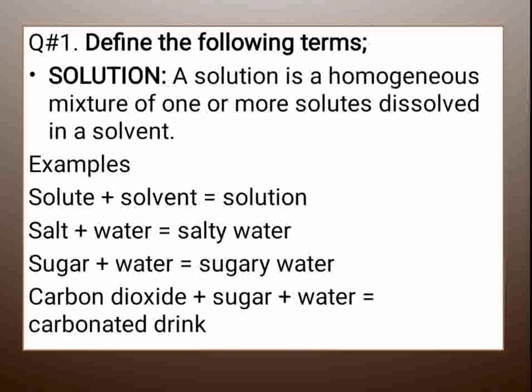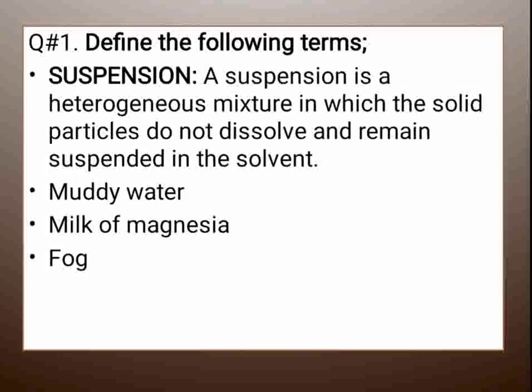Now the next term here is solution. A solution is a homogeneous mixture formed when solute and solvent mix with each other, and you can see different examples here when you are adding carbon dioxide and sugar into water. Now carbon dioxide and sugar you can take as solutes. There is more than one solute, and we are adding them into the solvent and they give you a carbonated drink, which is a solution.